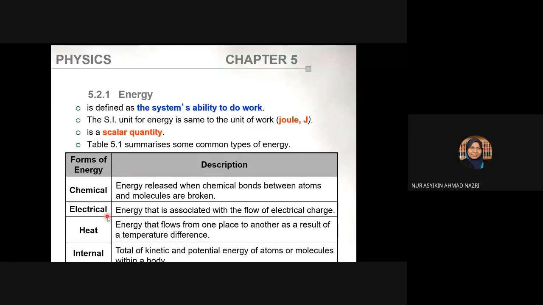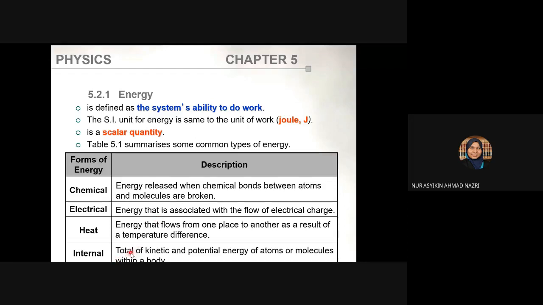And then electrical energy that is associated with the flow of electrical charge. Okay, so that one becomes the electrical energy. So this is a form of energy. Contoh from the chemical, okay, kita daripada bateri hasilkan elektrik, lampu. So daripada chemical energy dia akan transform pergi electrical energy, transform pergi heat energy, macam tu lah. Okay, sebab energy sifat dia boleh transform tapi cannot be destroyed.